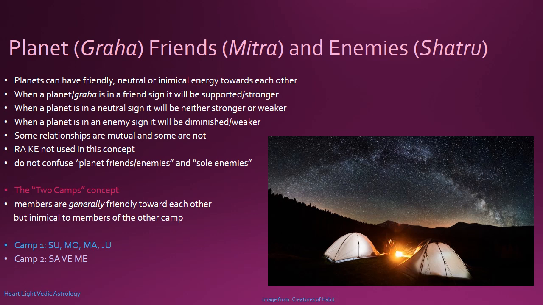Now, when you cross camps, when Moon or Sun goes into a different sign, like a Saturn, Venus, or Mercury sign, generally speaking, they will be weak, neutral, or weaker. But they definitely won't be friends for the most part.